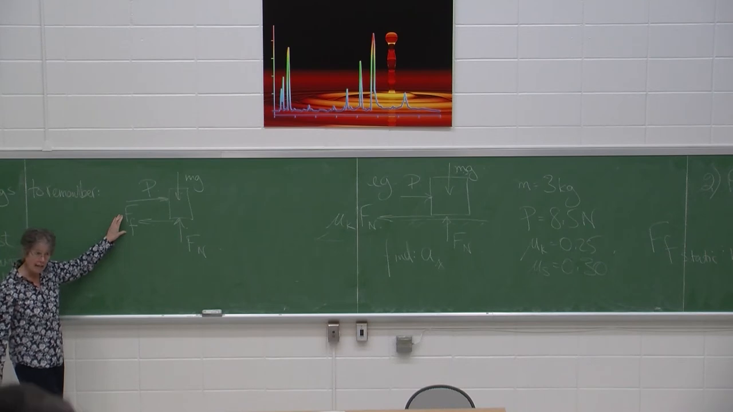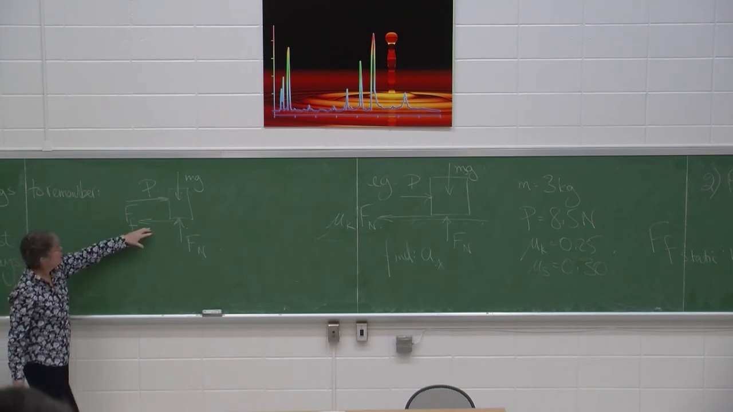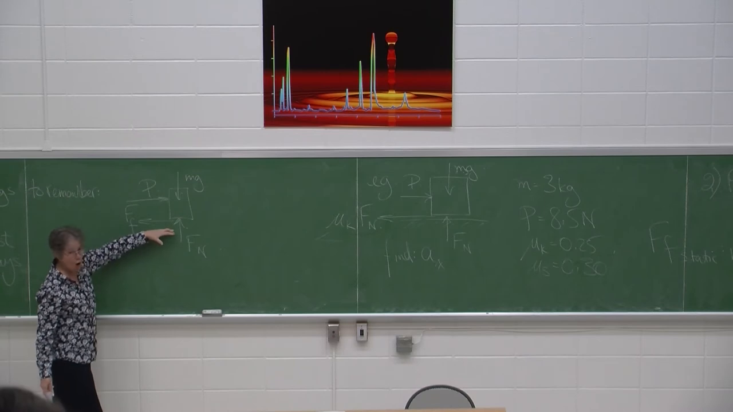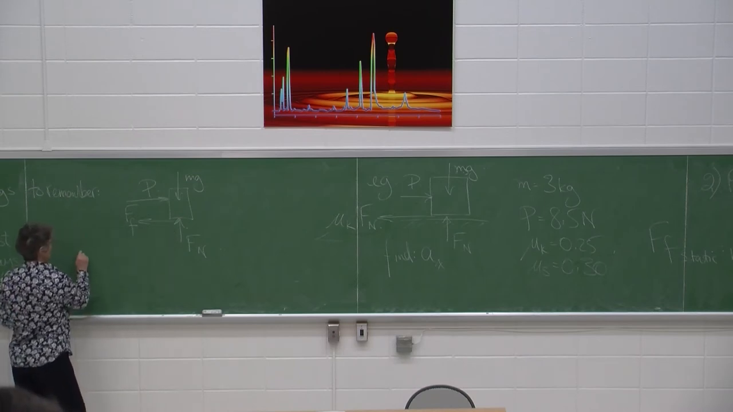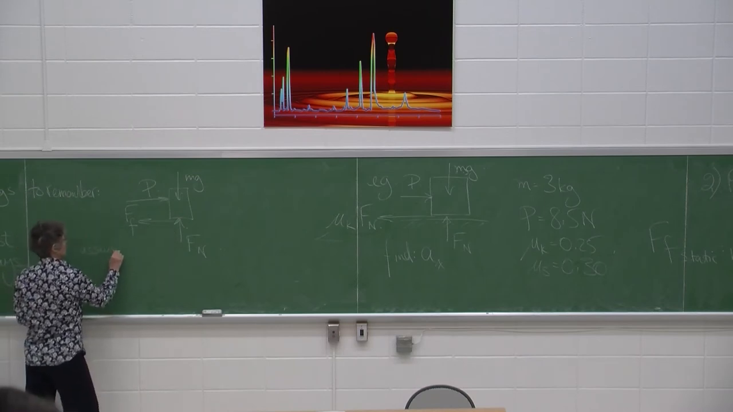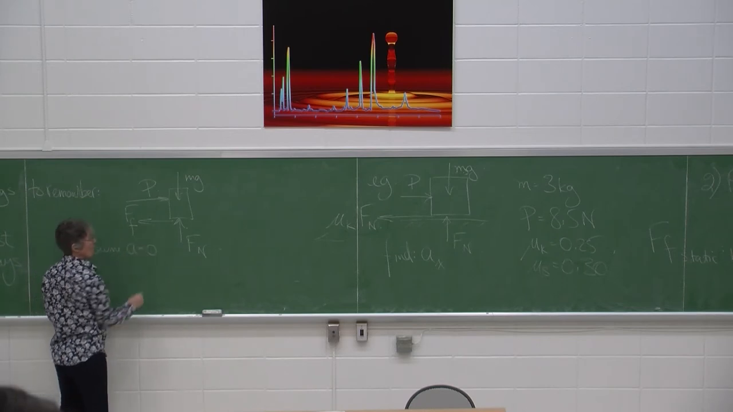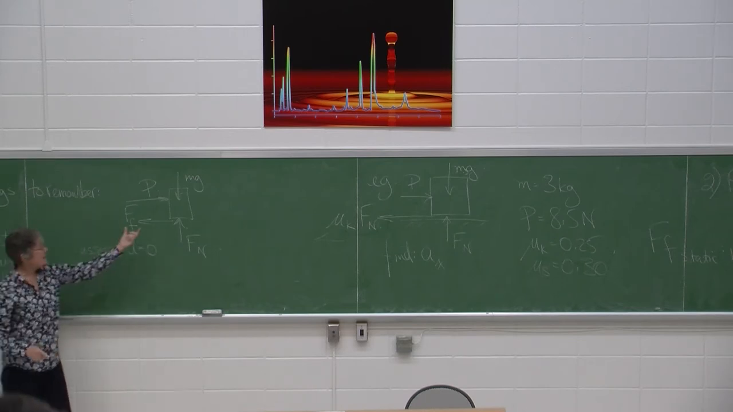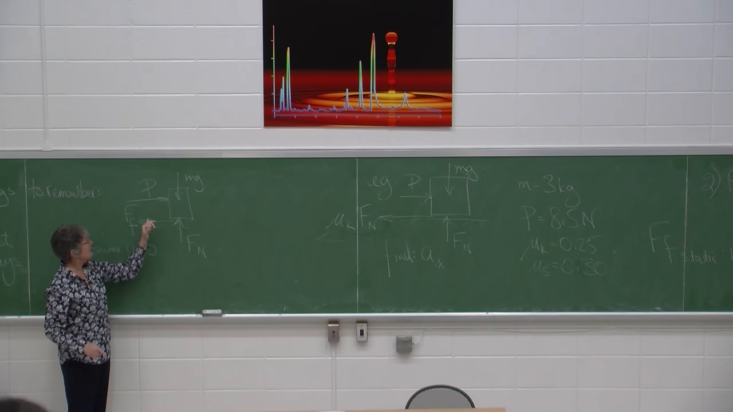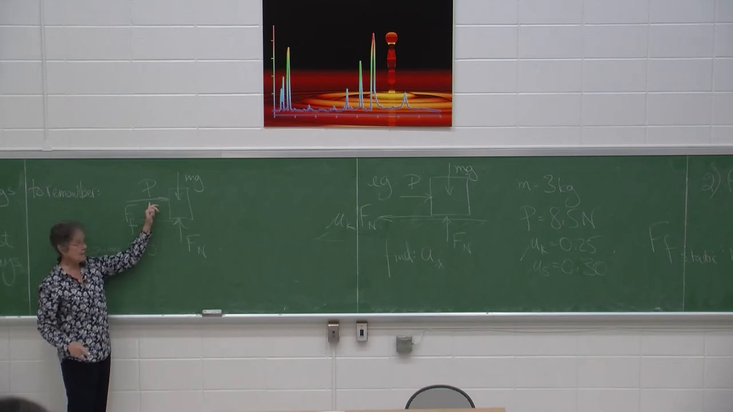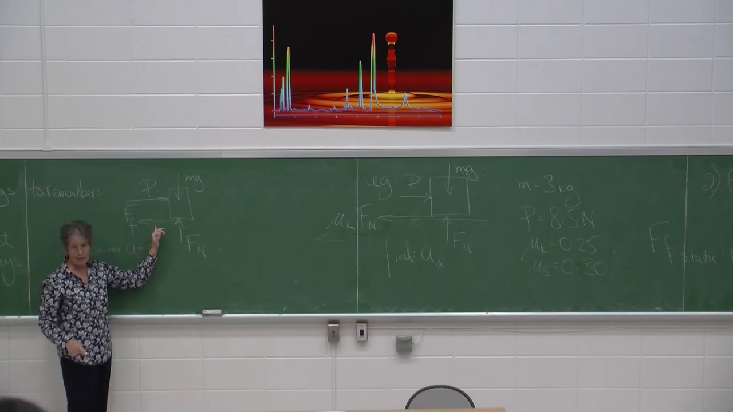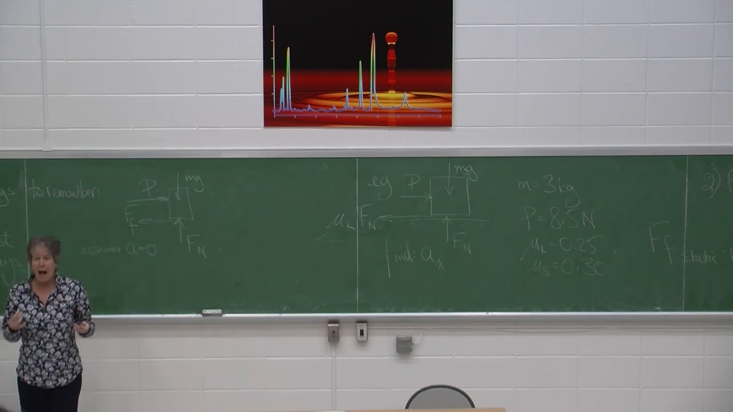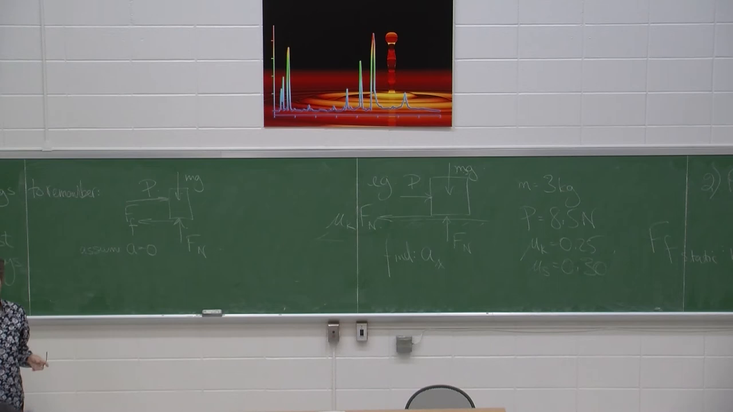And so you check. And the way you check is, you assume it's not moving. So you assume that a is equal to zero, which means that we're in statics, which means that the friction force is equal and opposite to P, which means that that's going to be 8.5 newtons. The question is, do I have 8.5 newtons available to me?